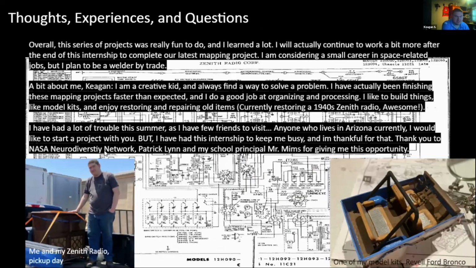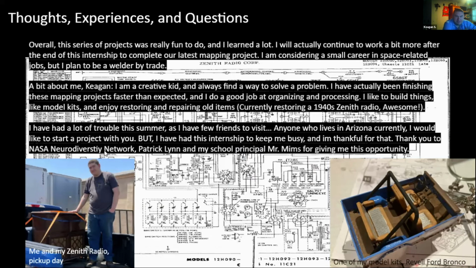And that's it. This series of projects was really fun to do. I learned a lot. I will actually continue to work a bit more after the end of this internship to complete our latest mapping project, which is a continuation of that paleo shoreline work. I am considering a small career in spatial related jobs, but I plan to be a welder by trade.